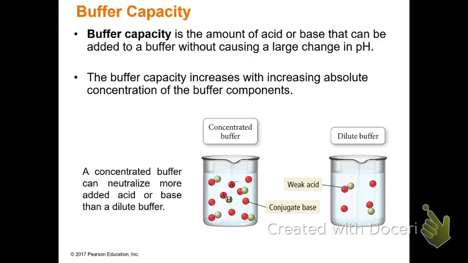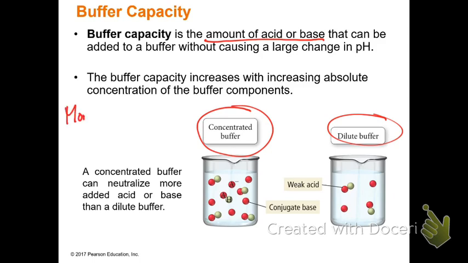Okay, first let's focus on capacity, buffer capacity. So again, buffer capacity is the amount of the acid or base that can be added to a buffer without causing a large change in the pH. Right? So you don't want a significant change in the pH. The buffer capacity basically increases with increasing absolute concentration of the buffer components. So it's a lot better to use a concentrated buffer, okay, than a dilute buffer. The reason why is because the higher the concentration of the buffer components, the more effective the buffer is. Okay, so make sure that you remember that.